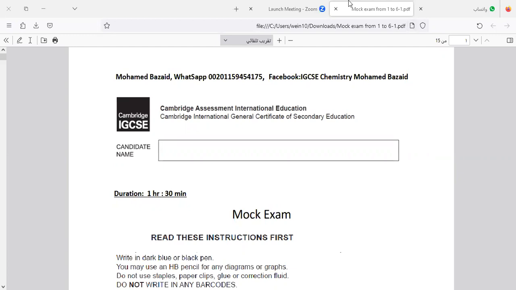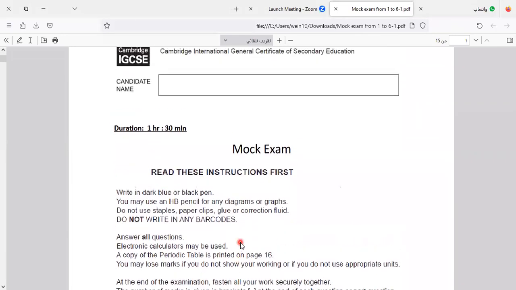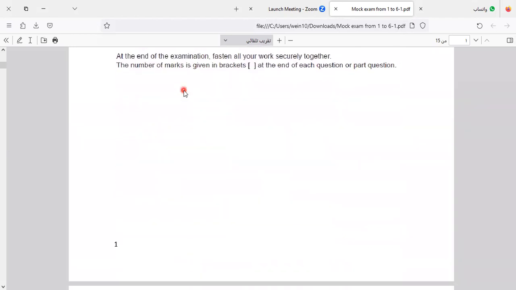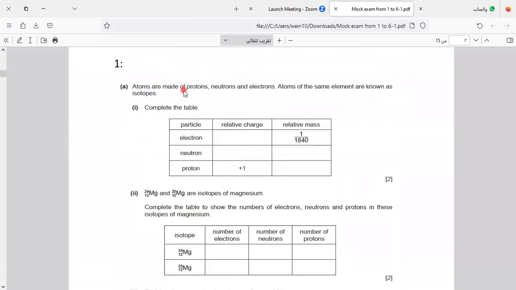First of all, you have to check the time here, very important, and read instructions. Here, candidate name, you must write your candidate name. In the final exam, you write your center as well.